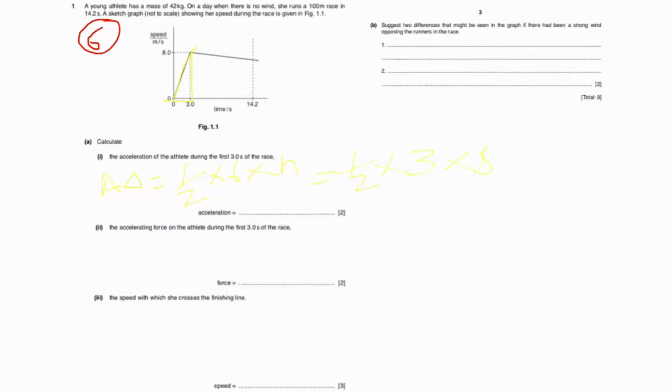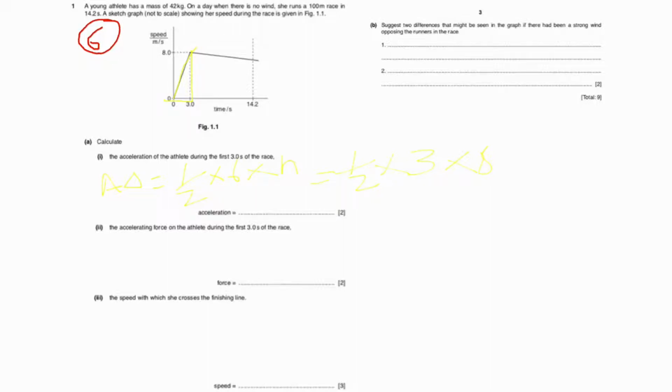So here, as you can see, some mistake is there in the second question: the accelerating force on the athlete during the first 3 seconds of the race. So this first part of the question seems to be incorrect. So we will modify the question here. We will make it correct.